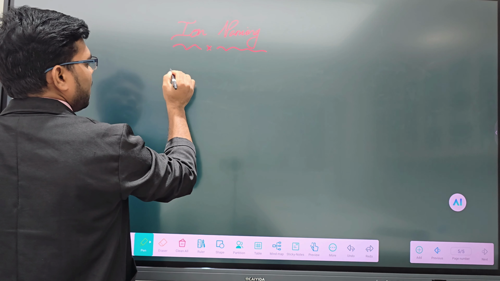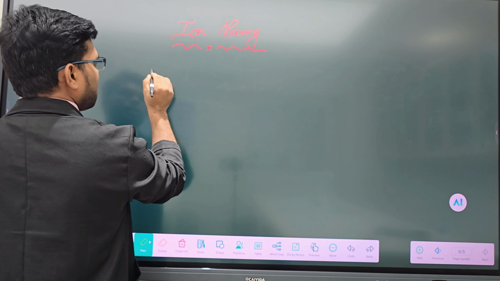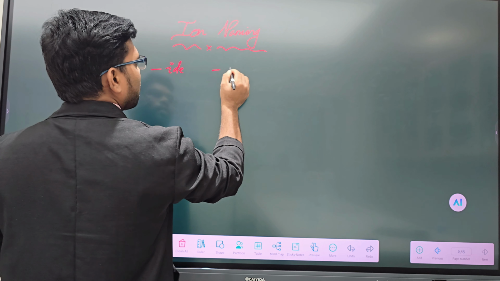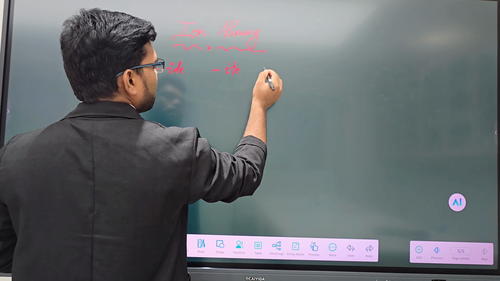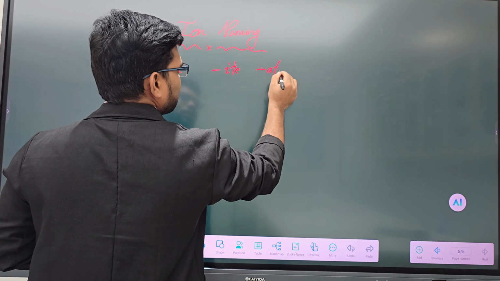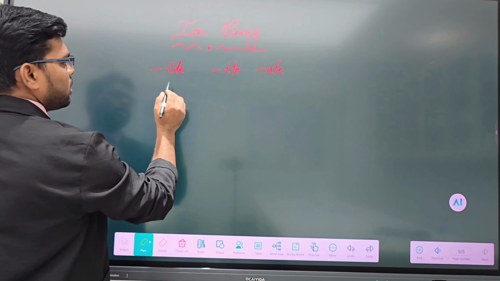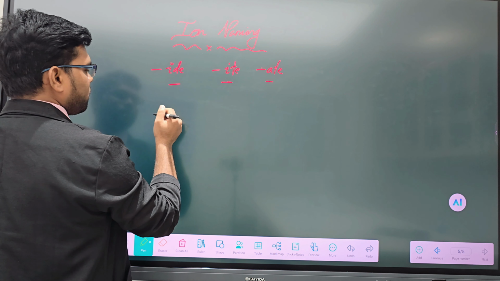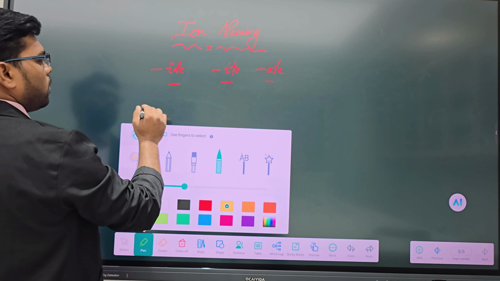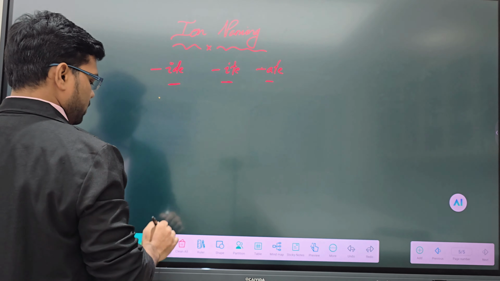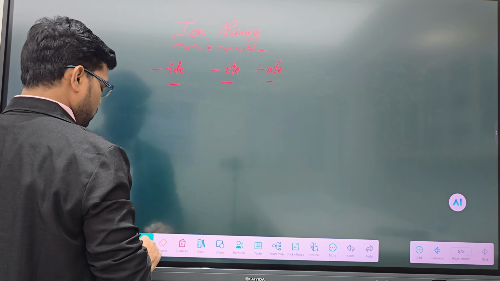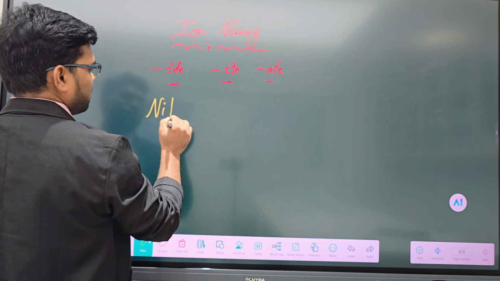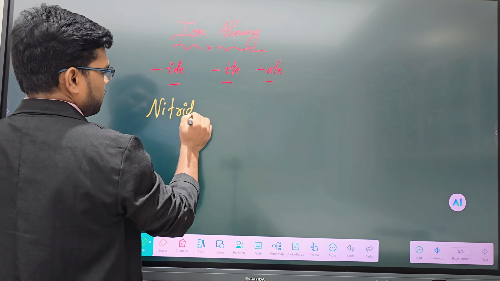So if you find there is a suffix like IDE, ITE and ATE, these are the suffixes you will find. Okay, so here you can write nitrite.